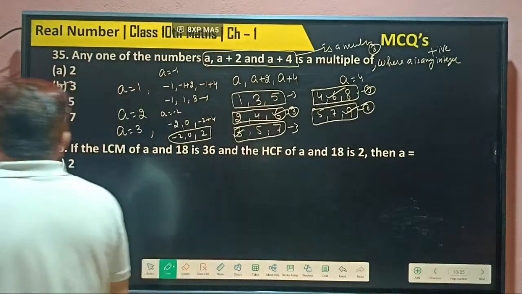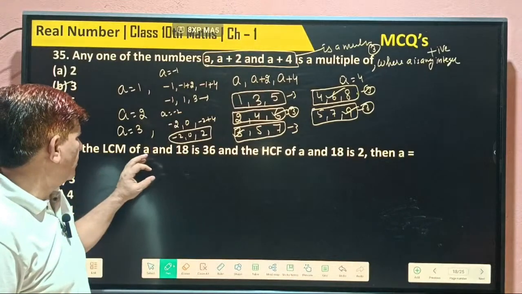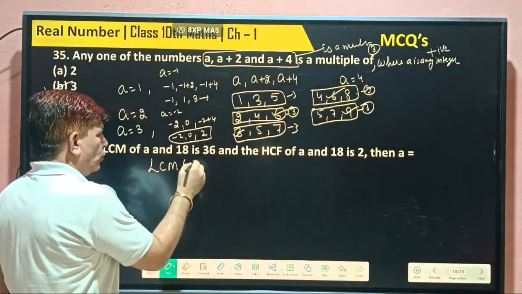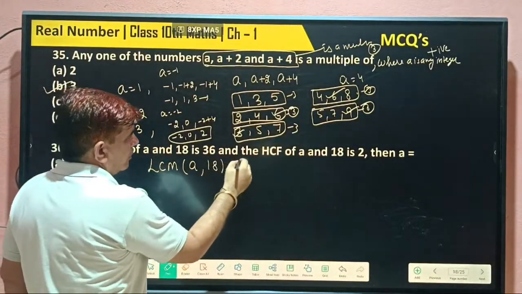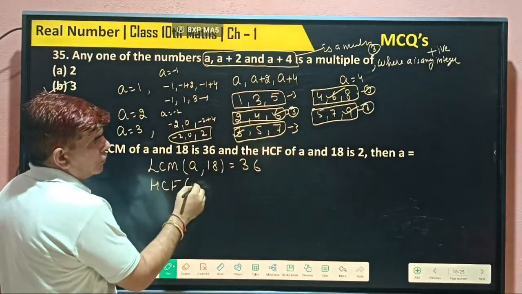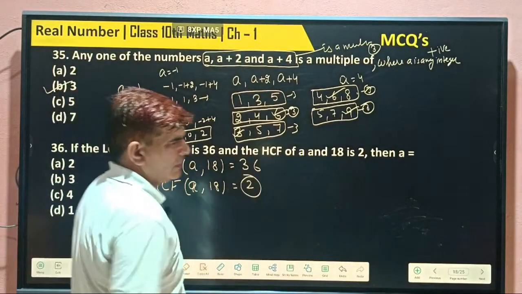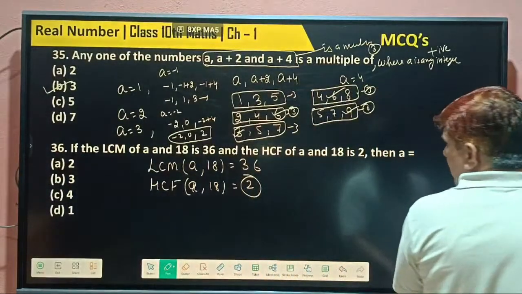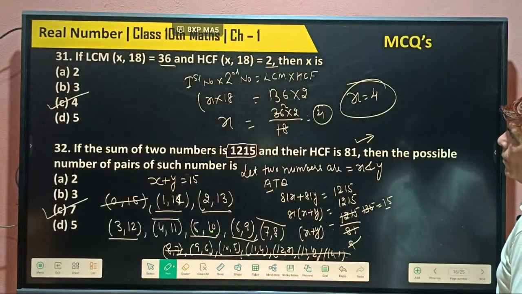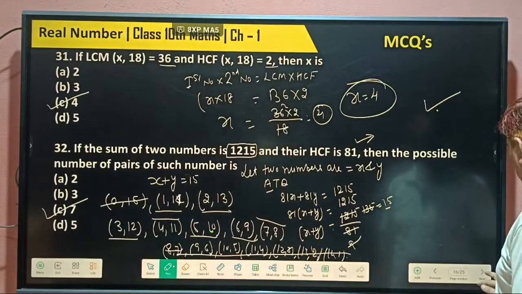Understood? If the LCM of A and 18 is equal to 36, and the HCF of A and 18 is equal to 2. This we have done already. Look one time, this we have done here. Same as it is. So next, what?